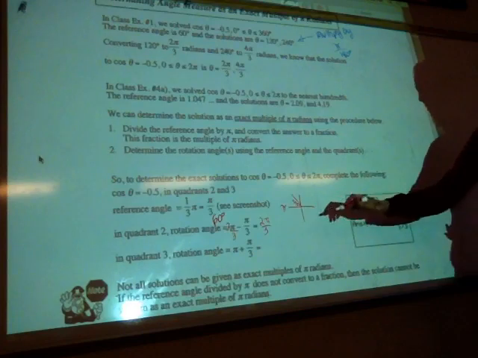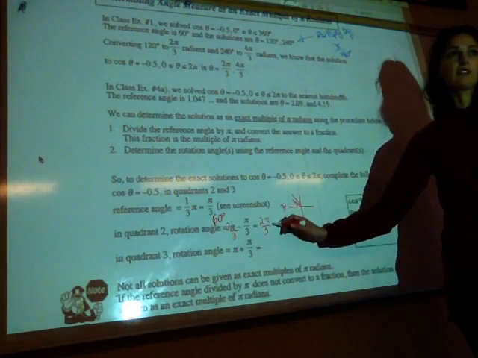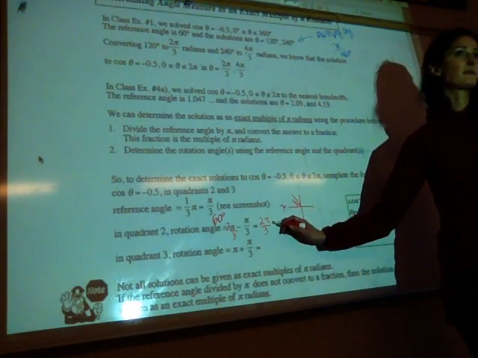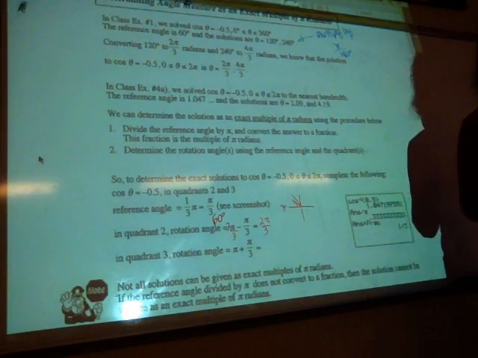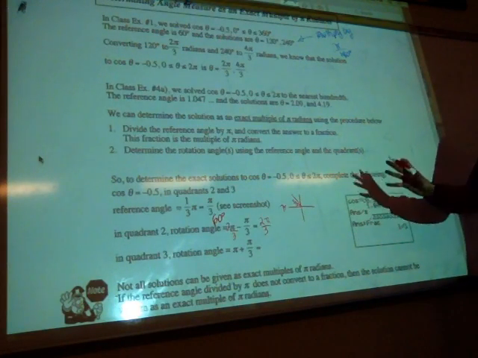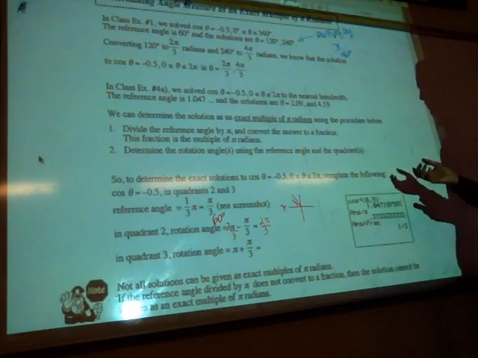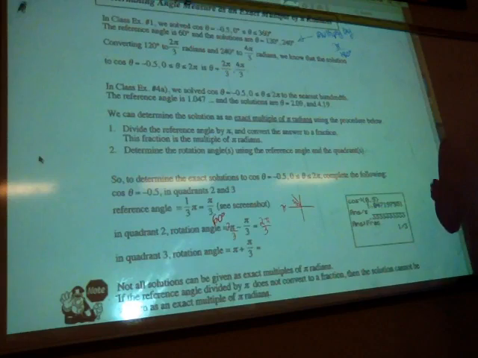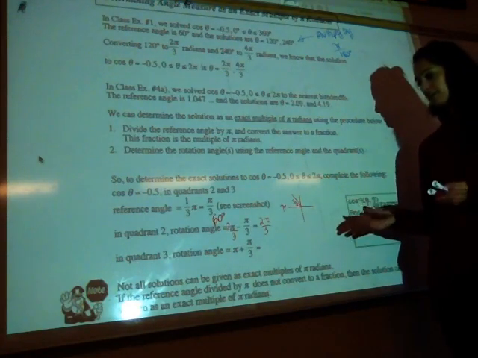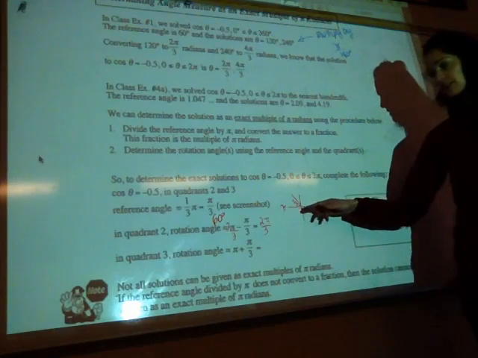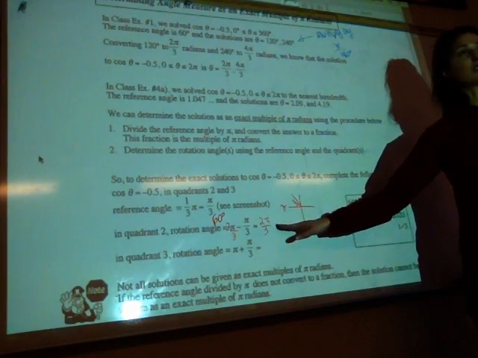Okay, and if we converted this back to degrees, we would get that 120 degrees we started with. Okay, so this is just solving in radians versus solving in degrees. The steps are no different. We first figure out the quadrants that the solution will be in, then we find the reference angle, and then we apply the reference angle in that specific quadrant. So we found a solution in quadrant 2 as 2 pi over 3.